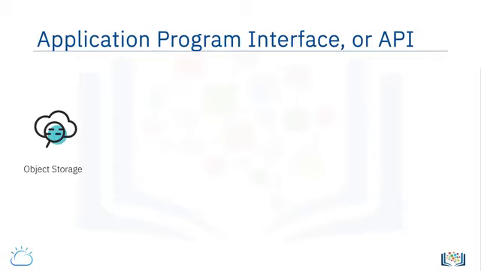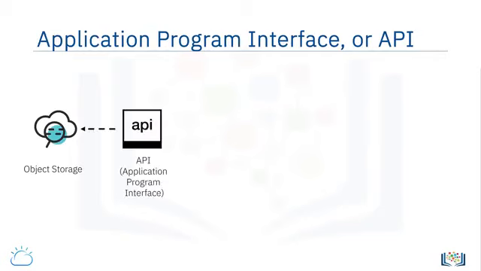Object storage does not need to be attached to a compute node for you to access it. Rather, you access object storage through an Application Program Interface, or API. The most common API for object storage is called the S3 API, which is a standard based on the S3 object storage offered by AWS.